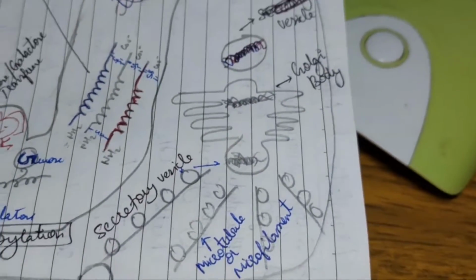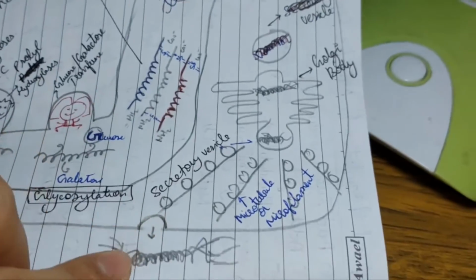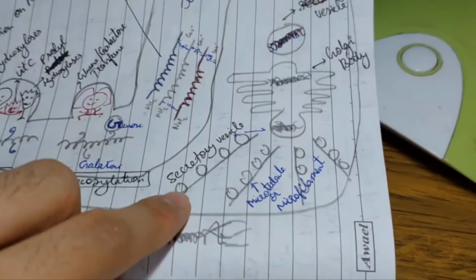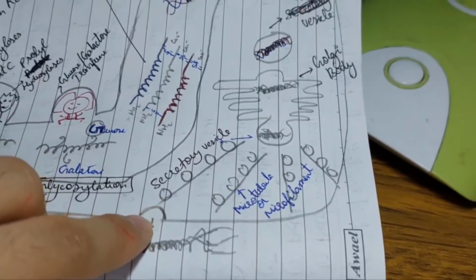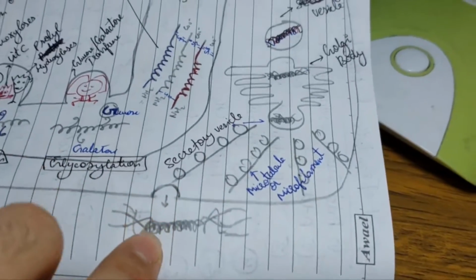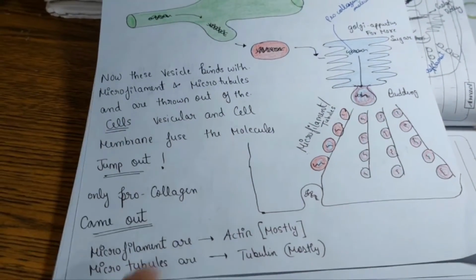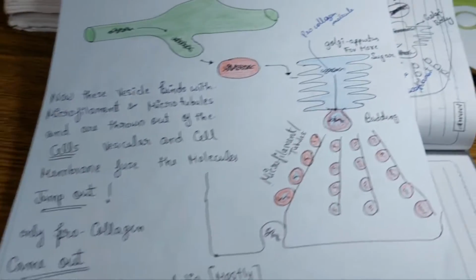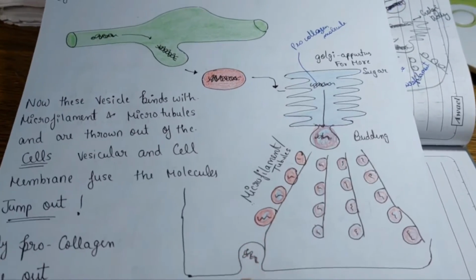This secretory vesicle has a special transport mechanism called microtubules or microfilaments, which help it to go out of the cell rather than going back into the cytoplasm of the cell. With the help of these microtubules or microfilaments, the secretory vesicle will reach the cell surface or cell membrane, and both of them will fuse with each other, and the pro-collagen will be released out of the fibroblast cell. The thing to remember is that microfilaments are made up of actin mostly, and microtubules are made up of tubulin mostly.